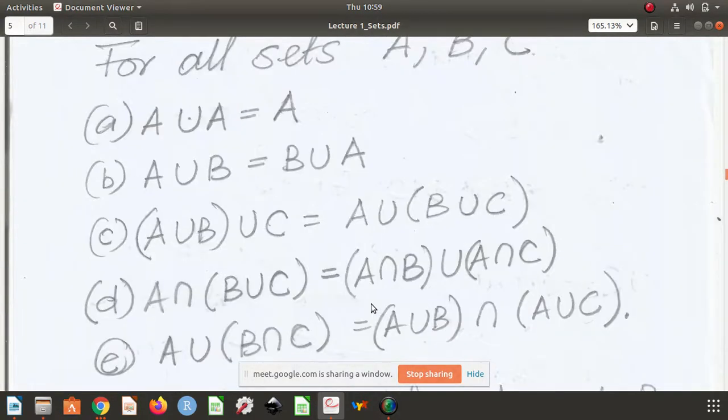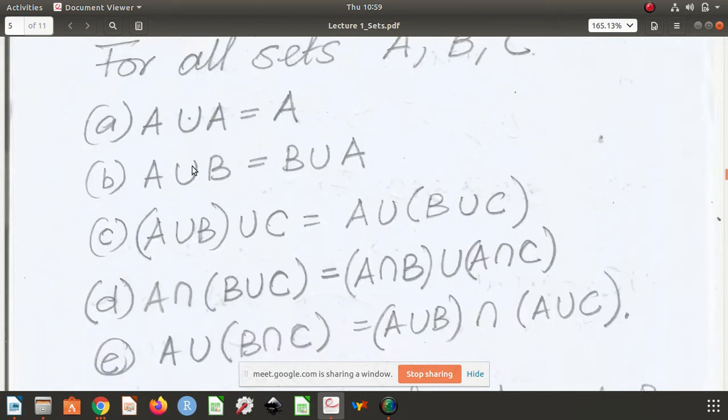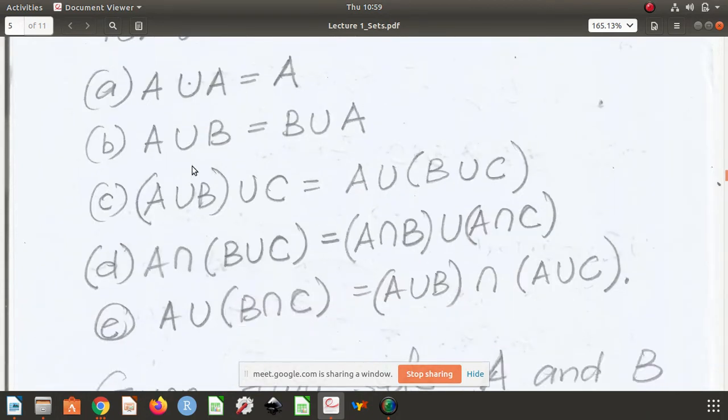So these are some properties of the union and intersection of sets. We will not bother too much with this. Just try to remember them. If you get the union of a set with itself, you end up with the same set, because you'll again list all the elements in A only. And it doesn't matter in the order in which you write this. The union of A and B is the same as the union of B and A.